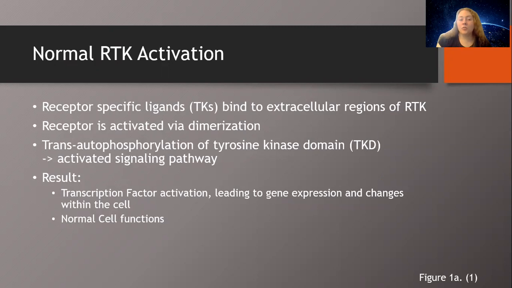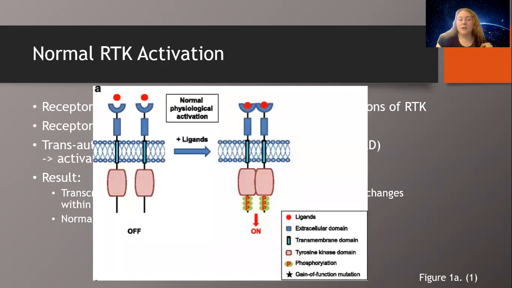Now, in normal RTK activation, as you can see here in this figure, a receptor-specific ligand is going to bind to the RTK. That in turn is going to cause two adjacent RTKs to dimerize, which will lead to trans-autophosphorylation of their tyrosine kinase domains. This phosphorylation of the tyrosine kinase domains will cause the activation of the signaling pathway and the recruitment of a variety of other proteins, which will then be phosphorylated to the tyrosine kinase domain.